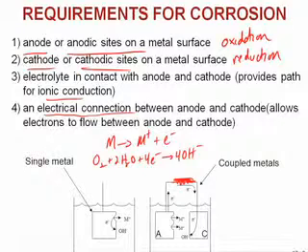Now, these can happen on a single metal surface. We can have an anode and a cathode on a single metal surface. Electrons flow from the local anodes to the local cathodes, and we have this flow of charge in the electrolyte. So we still have our local circuit happening here, and it happens on one metal surface.